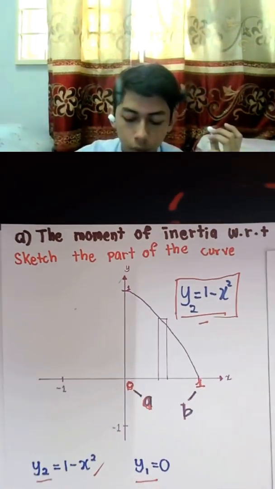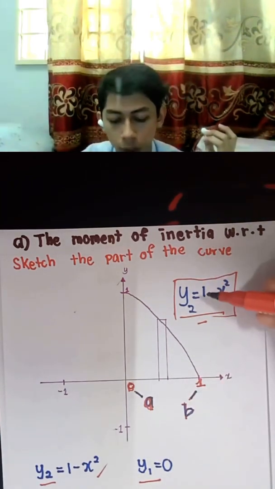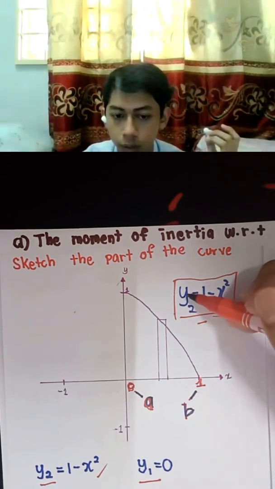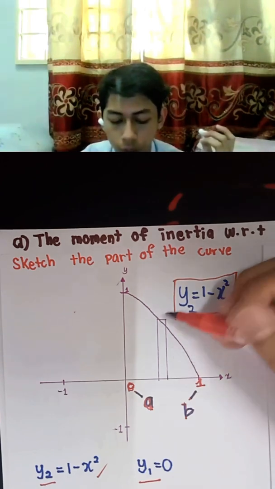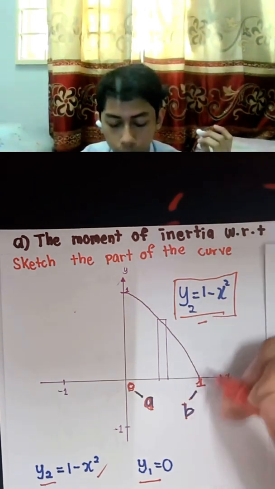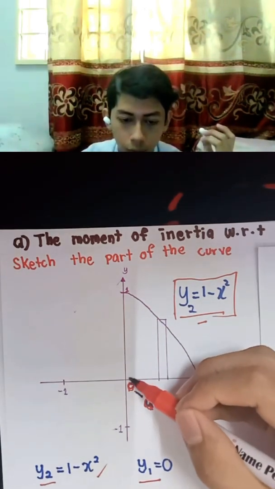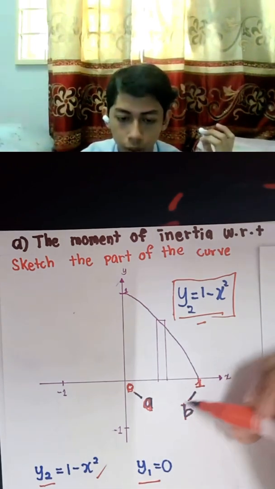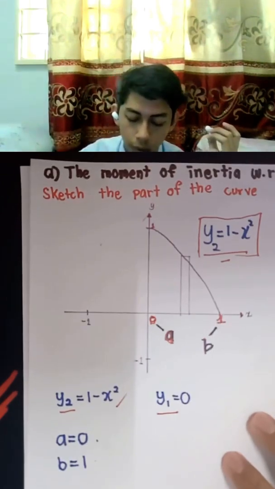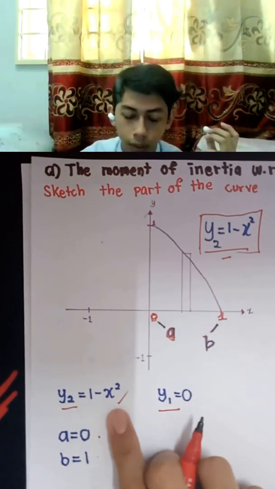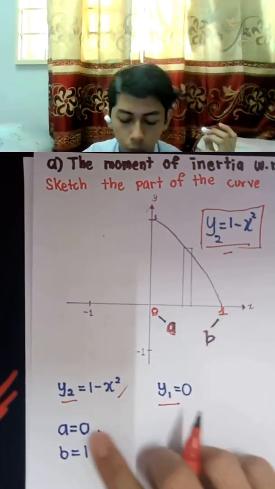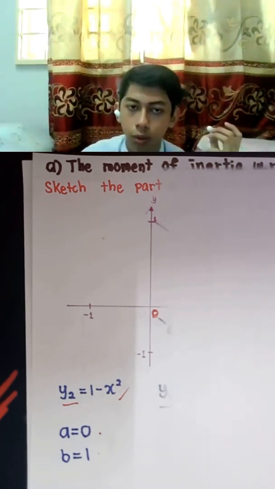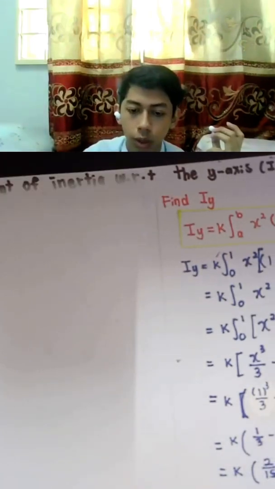Before we do the calculation, we sketch the curve with the equation given before, y equals 1 minus x squared. After sketching, we get this. As you can see, this 0 represents a, and this 1 represents b. So this is all the information we get: y2 equals 1 minus x squared, y1 equals 0, a equals 0, and b equals 1. So we have the functions, and we are going to do the calculation next.